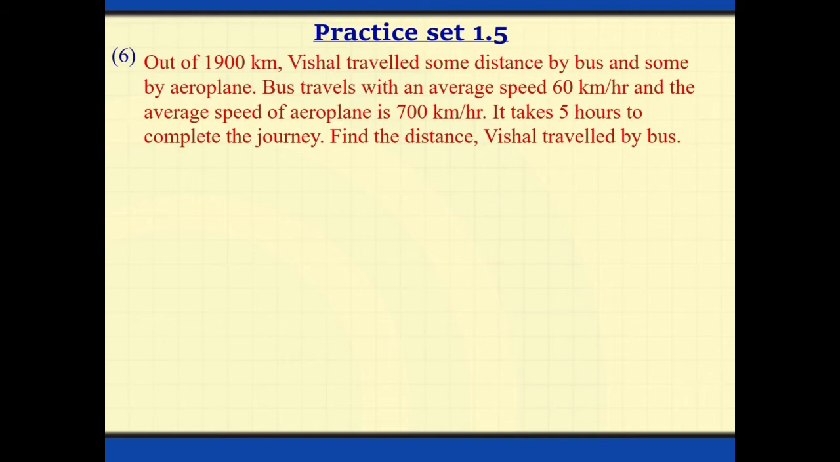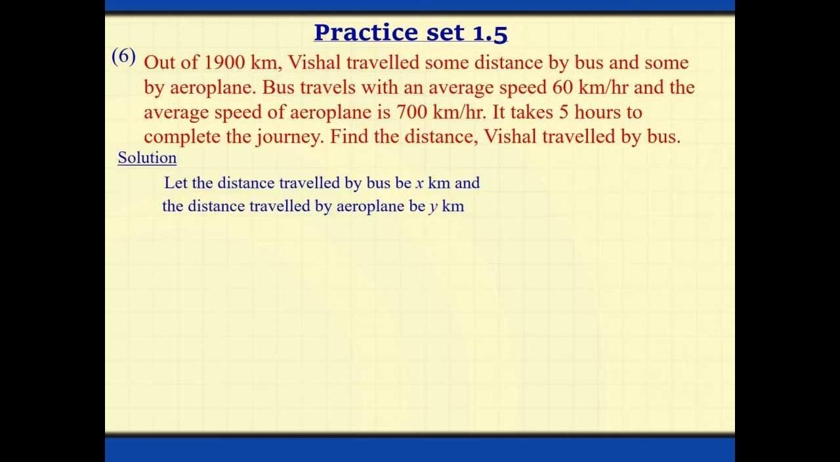Now, as in any word problem, the last sentence of the word problem gives you the hint as to how you will start the question. Here they have asked you to find the distance Vishal traveled by bus. So that will be our first variable. Let the distance traveled by bus be x kilometers. Now we need to consider the other variable, that is the distance traveled by aeroplane, which will be y kilometers.